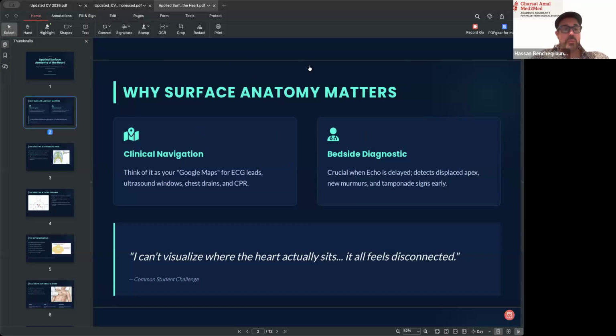For example, this guy has been stabbed in the chest. You can see that the blade is going behind the sternum, right in the middle. So the next question is, what chamber of the heart is lying behind the sternum? Who can tell me that?